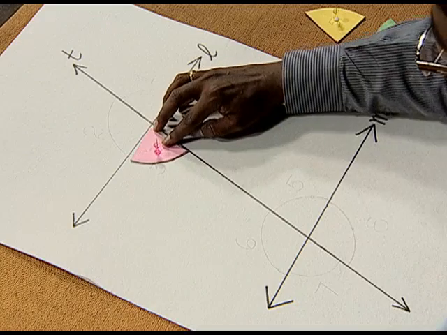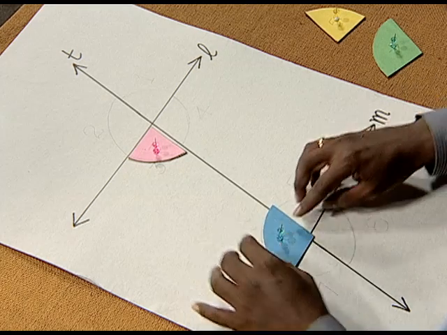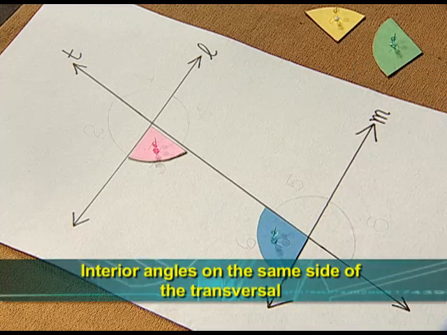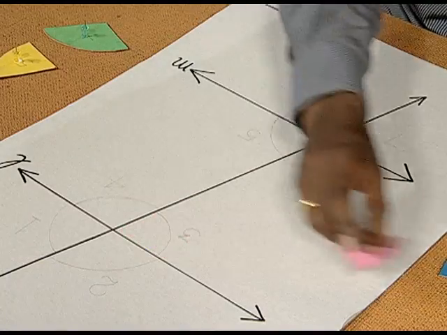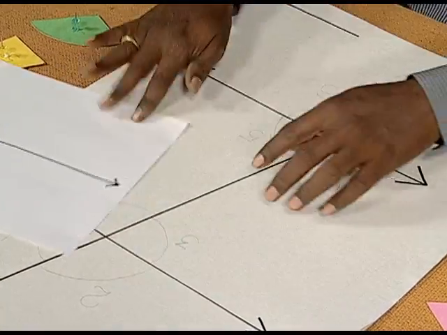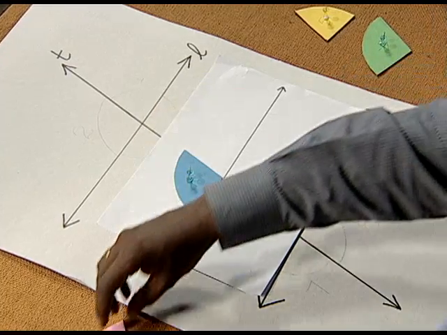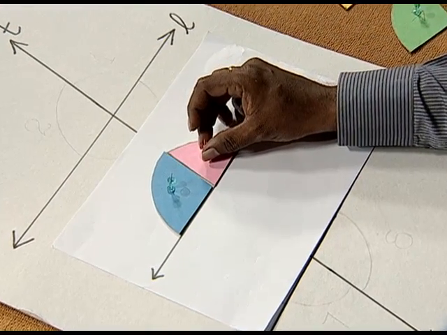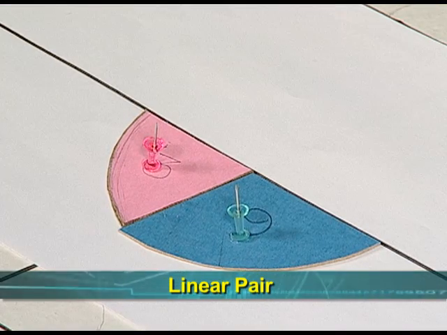Now we check the result with the other two. Now I take angle 3 and angle 6. These two are also interior angles on the same side of the transversal. Now we check whether these two form a linear pair or not. Here I am placing angle 6, here I am placing angle 3. These two form a linear pair, means angle 6 plus angle 3 is equal to 180 degrees.